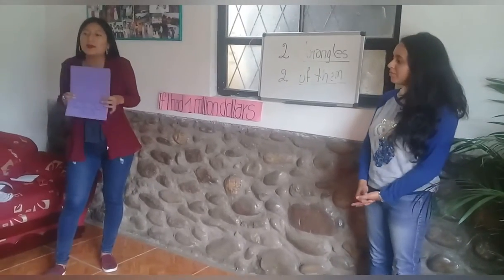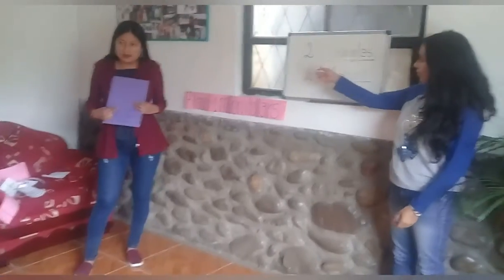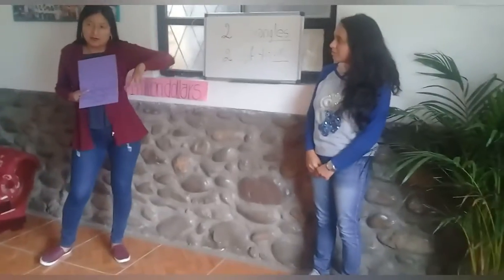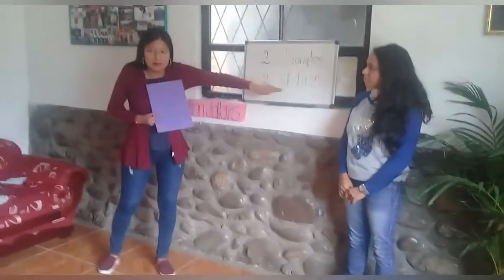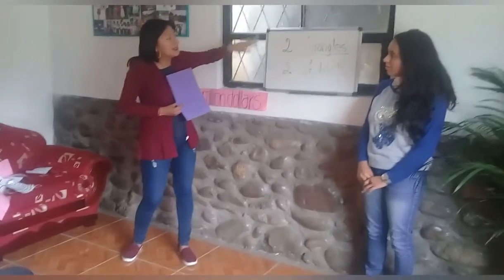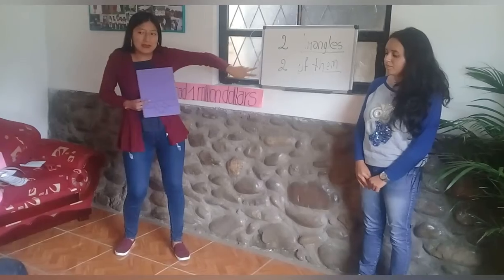Well, I'm going to give you a sentence, okay? I have 2 triangles. You need to exchange the second part. I have 2 triangles. You need to say, I have 2 of them. Yeah? You change the second part. I have 2 triangles. You need to say, I have 2 of them.